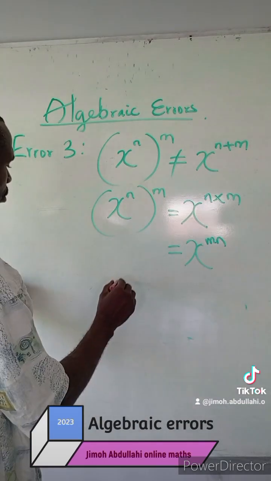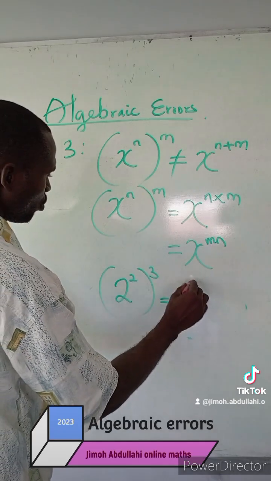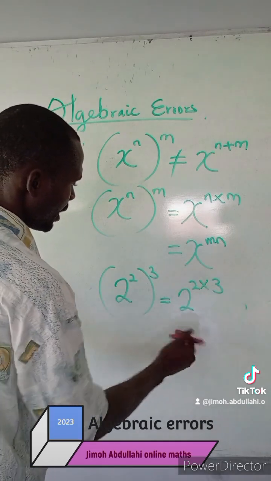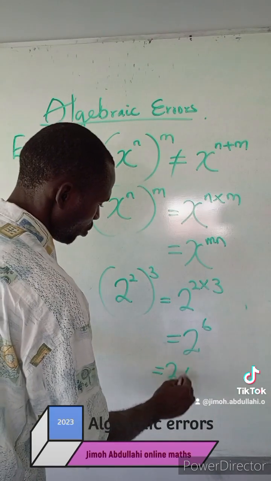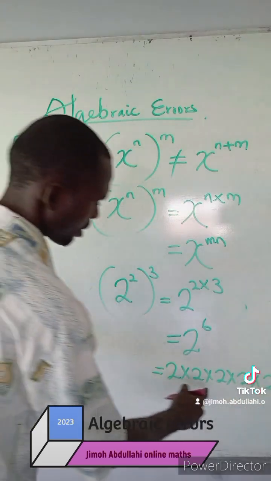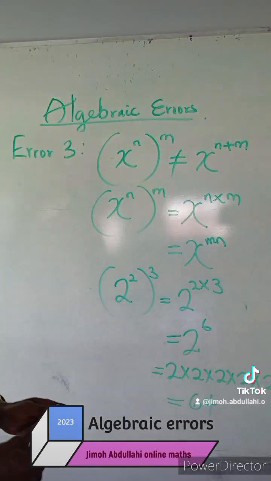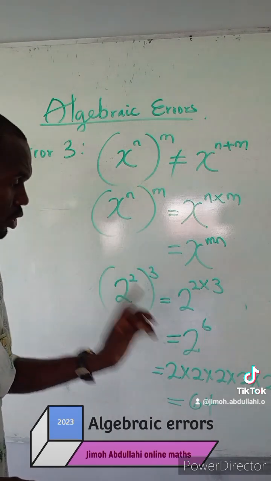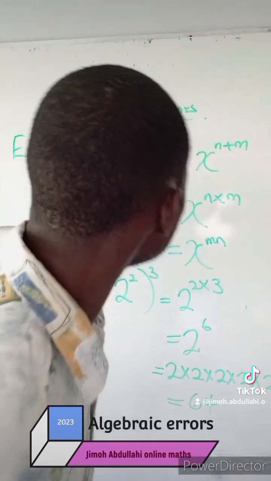Let's say we have 2 to the power of 2, all to the power of 3. The powers are multiplied, not added. We are not adding together. So that will be times 3, and the answer will give me 2 to the power of 6. Which means I will have 2 times 2 times 2 times 2 times 2 times 2, and the answer will give me 64. You understand? So it is not 2 times 6. We are multiplying 2 six times, not direct multiplication. So that is error 3.